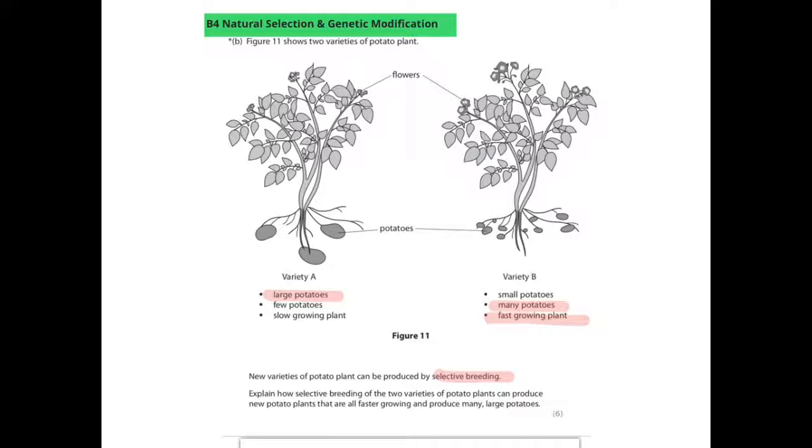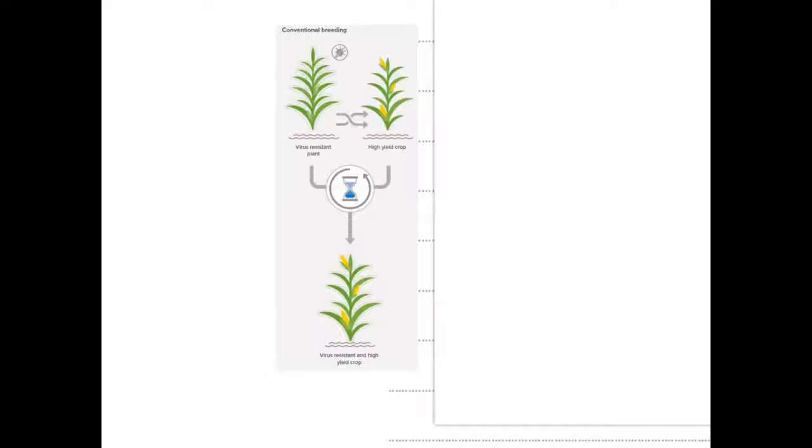Explain how selective breeding of the two varieties of potato plants can produce new potato plants that are all faster growing and produce many large potatoes. So you can see that it syncs up to these perfectly. So this is used very commonly in plants.